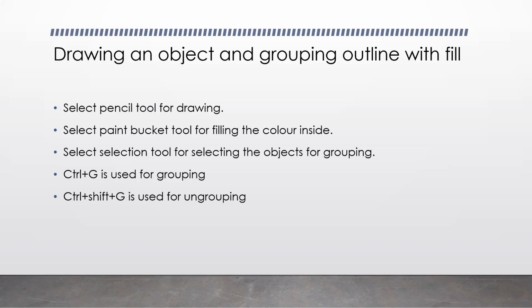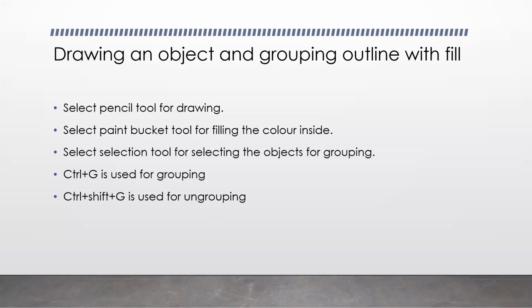Then in order to group those objects, like in your book it is given that a tree trunk is there and the upper green part is also there. In order to make them stand in a vertical line, first you will use the selection tool to select those two things. Then you are going to use the shortcut key Control plus G to group those two things together, children. And Control plus Shift plus G is used for ungrouping the objects.